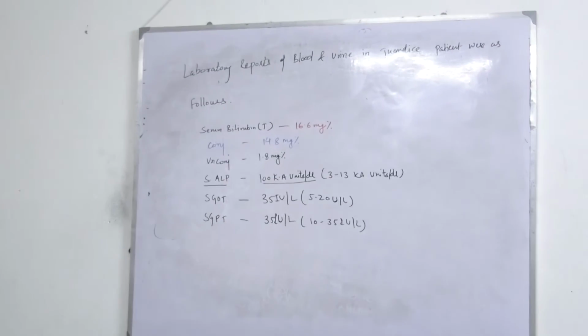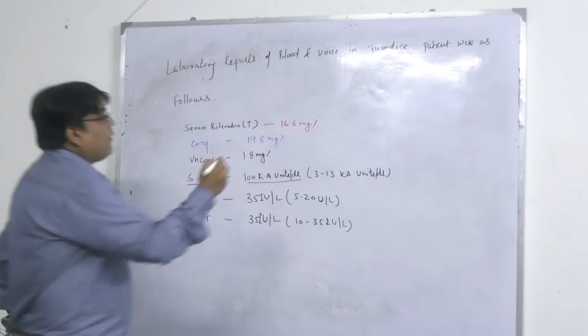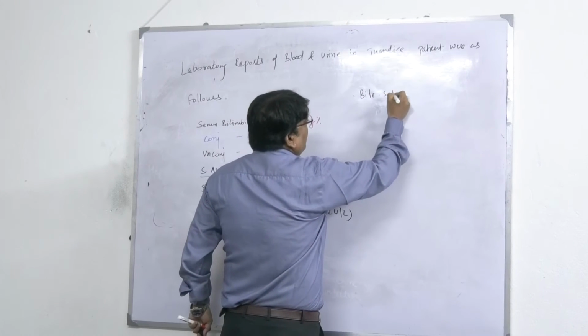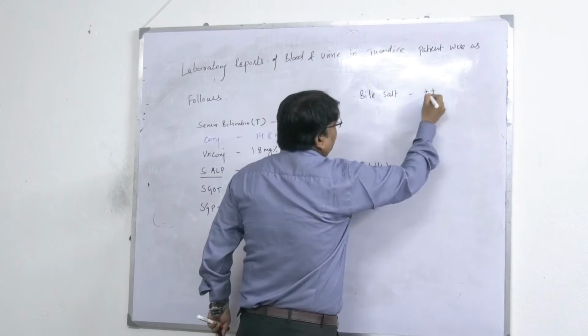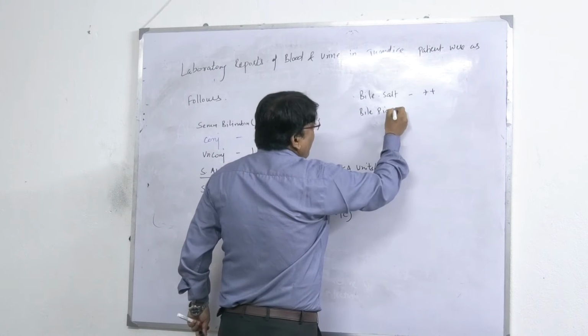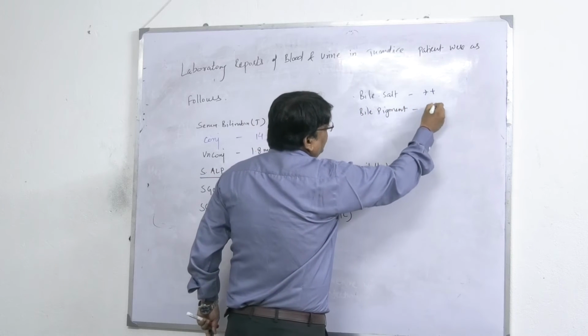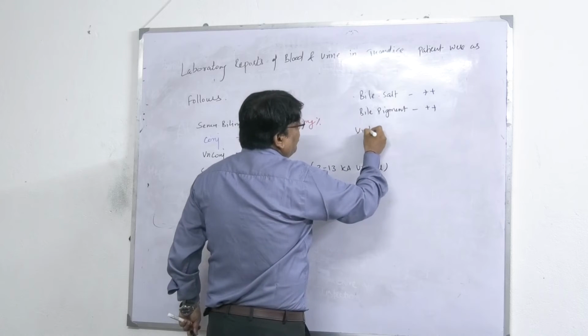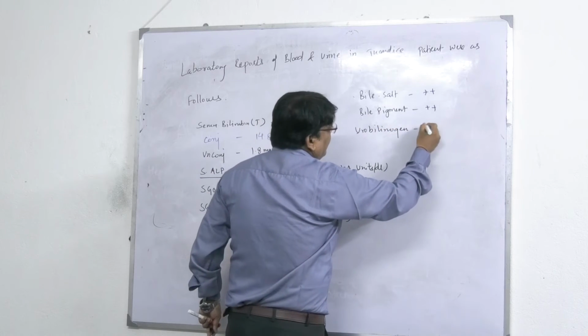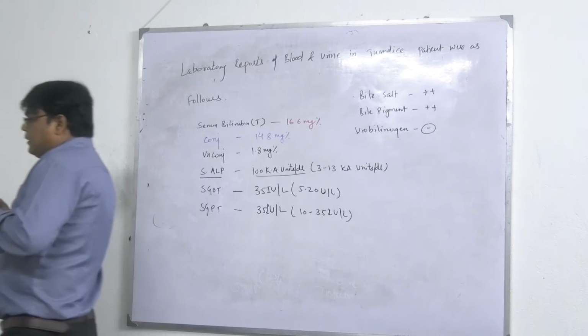Laboratory reports of blood and urine. Okay, sorry, there are urine reports also given. Bile salt is positive. Bile pigment is positive. And urobilinogen is negative. Now tell me the answer first.